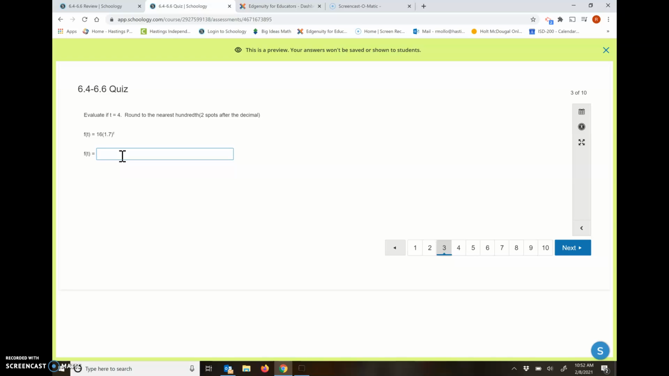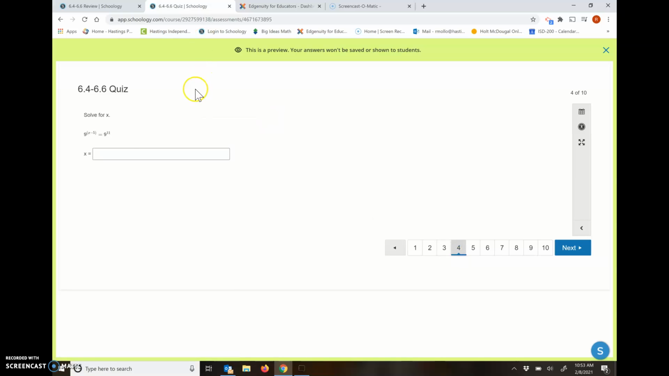Remember, when you round, since we're rounding to 2 spots after the decimal, if that third number is 5 or higher, it's going to round that second number up 1. But if it's 4, 3, 2, 1, or 0, it's going to keep that second number the same. So that would be number 3 on both of them.